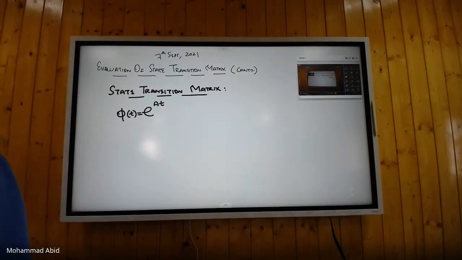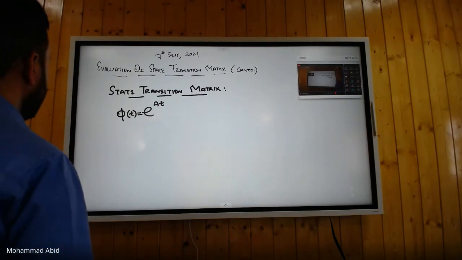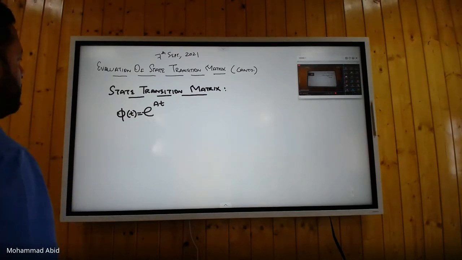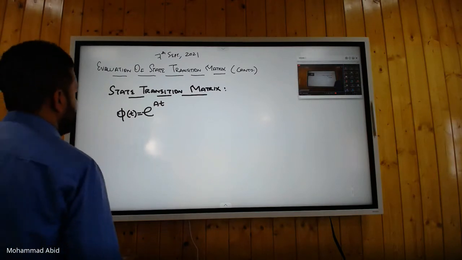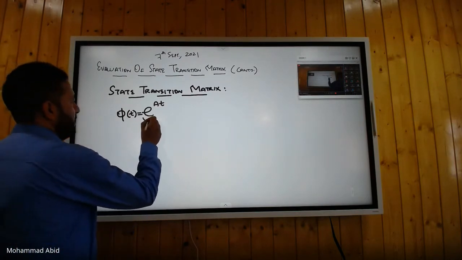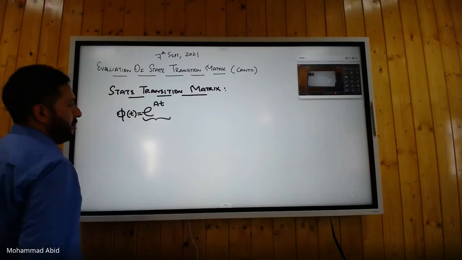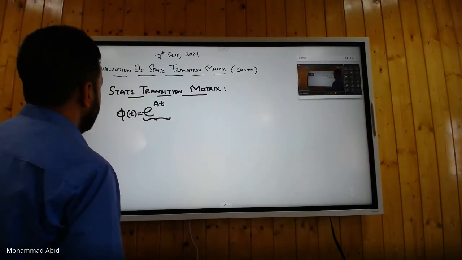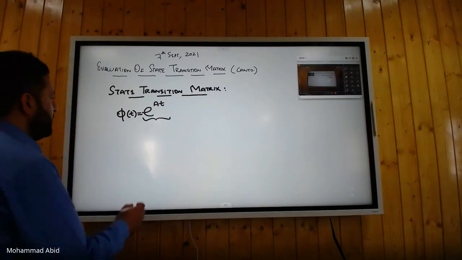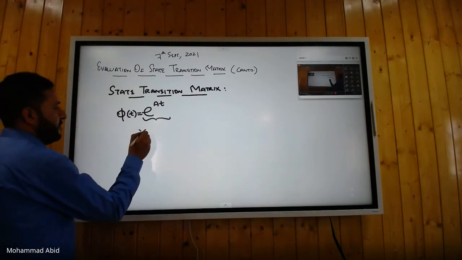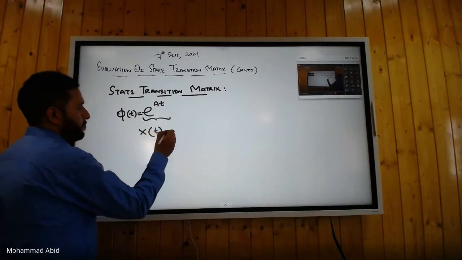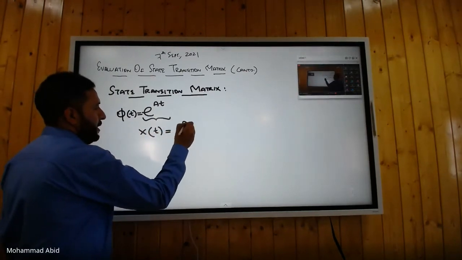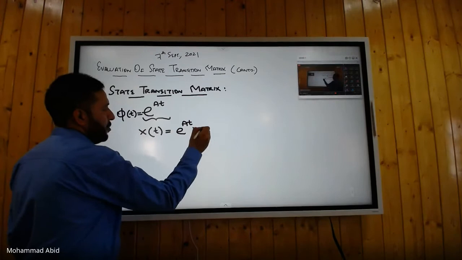So we are going to continue with the same topic as we were discussing last time. We were talking about the evaluation of the state transition matrix. Basically, we are learning how to numerically evaluate this matrix. And why do we want to numerically evaluate it? Because we know that the solution of the homogeneous state equation is given by x(t) equal to e to the power At x naught.